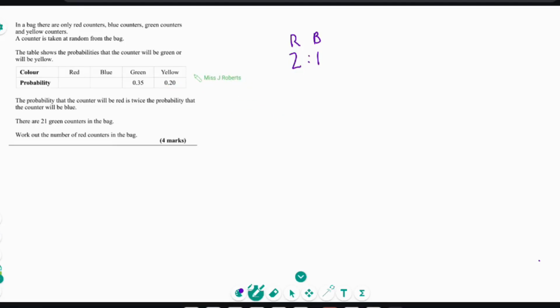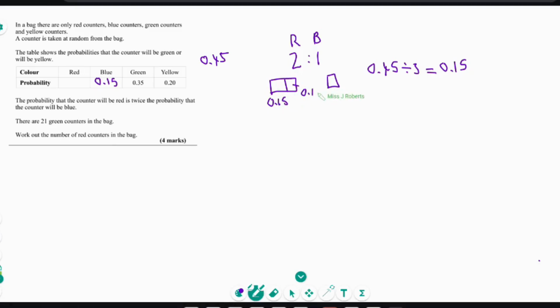Oh, hang on, let's get the probability first. So let's take 0.35 and 0.2 off of 1, which gives us 0.45. So we've got 2 parts here, 1 part here. 0.45 shared by 3 is 0.15. So blue is 0.15. And can you see for red here, we've got 2 lots of 0.15, which would be 0.3.